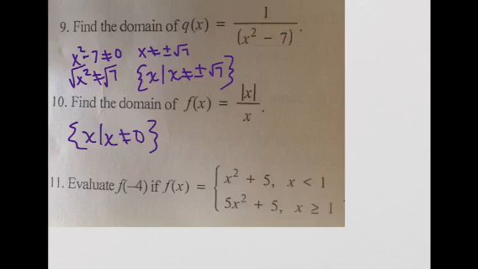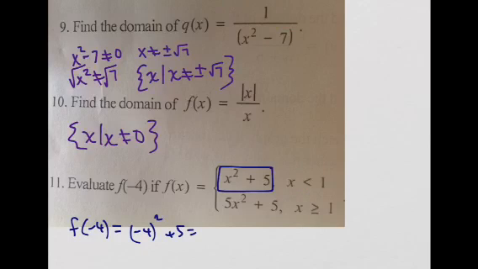For number 11, they want you to evaluate this piecewise function for f of negative 4. So you ask yourself, where is negative 4? Is it in this part of the domain, or is it in this part of the domain? Well, we know that negative 4 is less than 1, so it's in this part. So that means that we're going to evaluate using this rule right here. Okay, so we put in negative 4. So f of negative 4 equals negative 4 squared plus 5. So that's positive 16 plus 5. So that's 21.